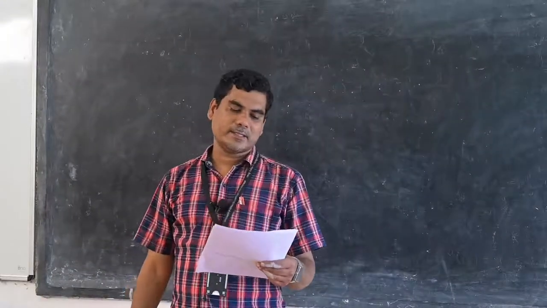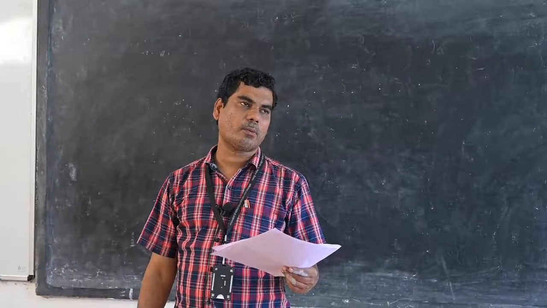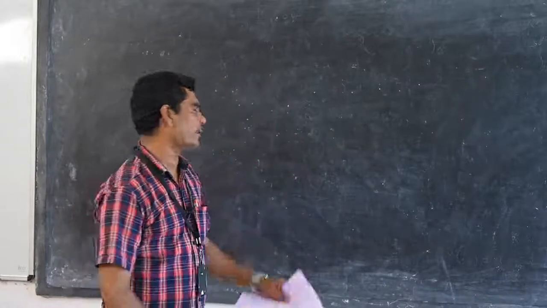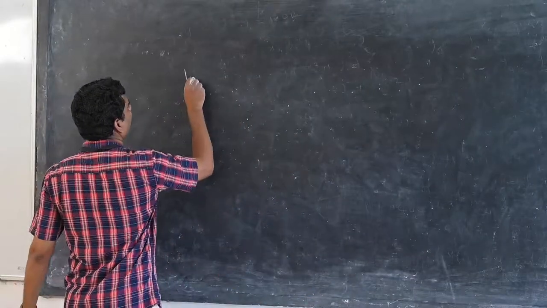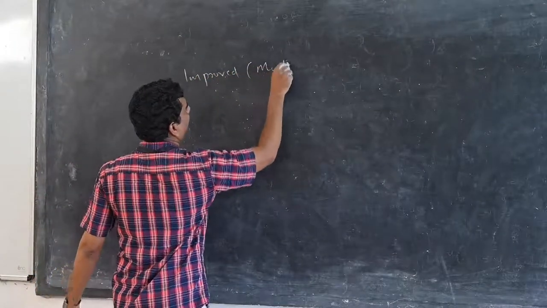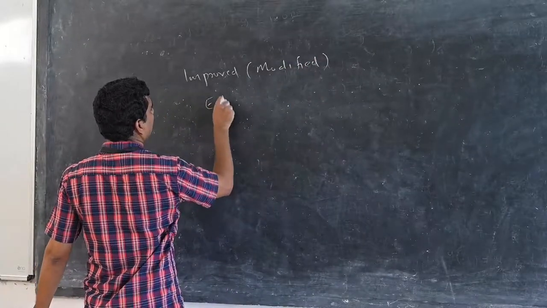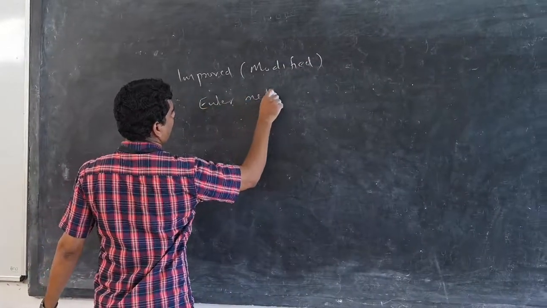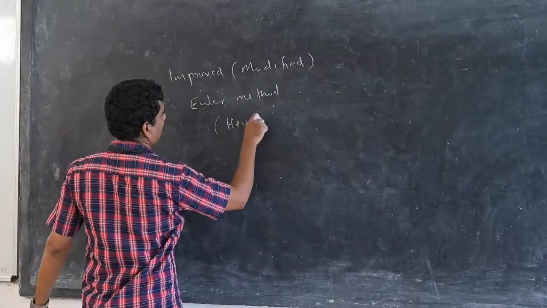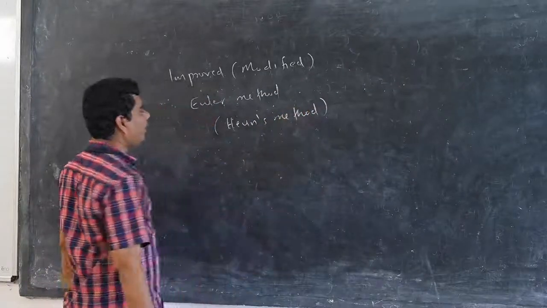The next method is the improved Euler method or modified Euler method. This method is also called Heun's method. This is the improved or modified Euler method, or this is called Heun's method.